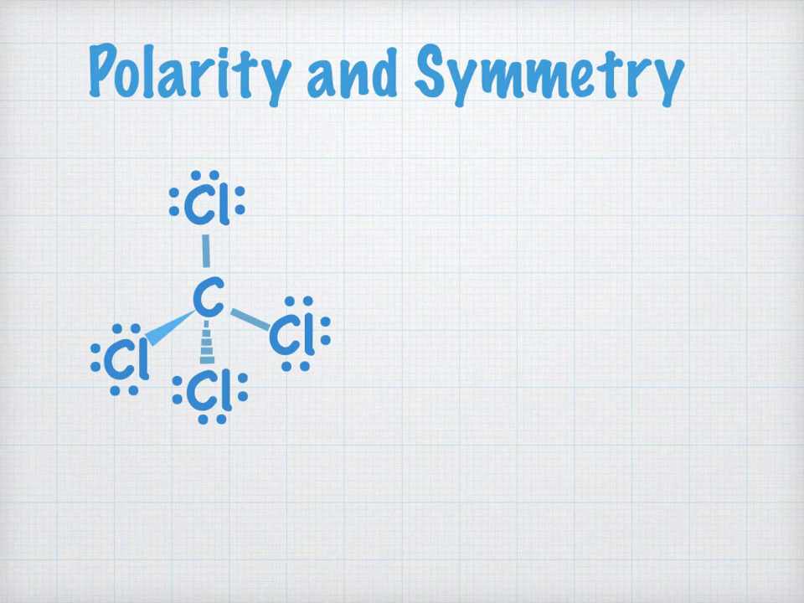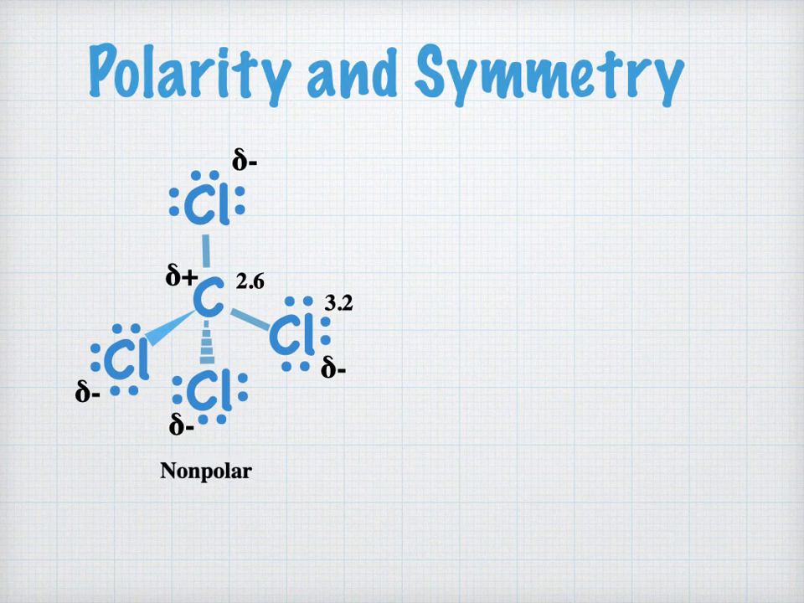So looking at this CCl4, we have 2.6 electronegativity on the carbon and 3.2 on the chlorine. The difference there means we have polar bonds. So if we go about labeling our dipoles, we get this situation here. And there's no way to draw a line that puts all the negatives on one side and all the positives on the other. In a sense, you have chlorines pulling electrons in 4 equal and opposite directions, and so you get no net movement of electrons. And so you can't create the imbalance, which creates a polar molecule, so this would be nonpolar.